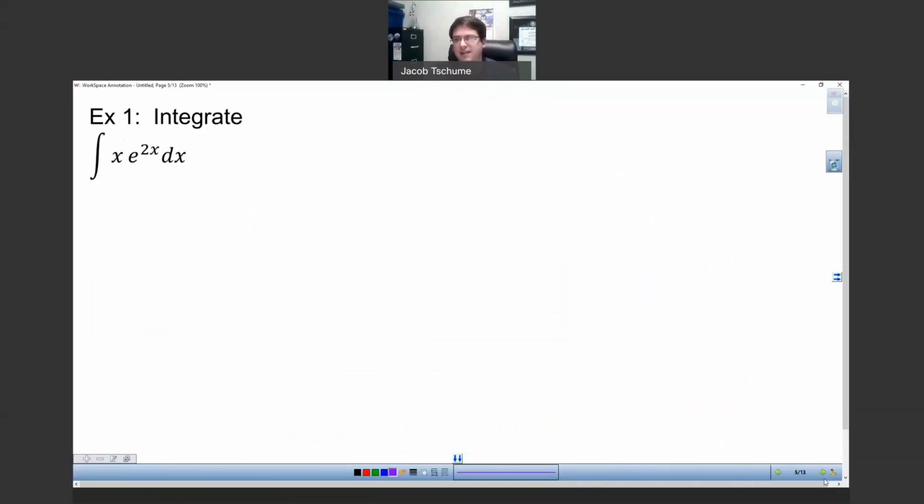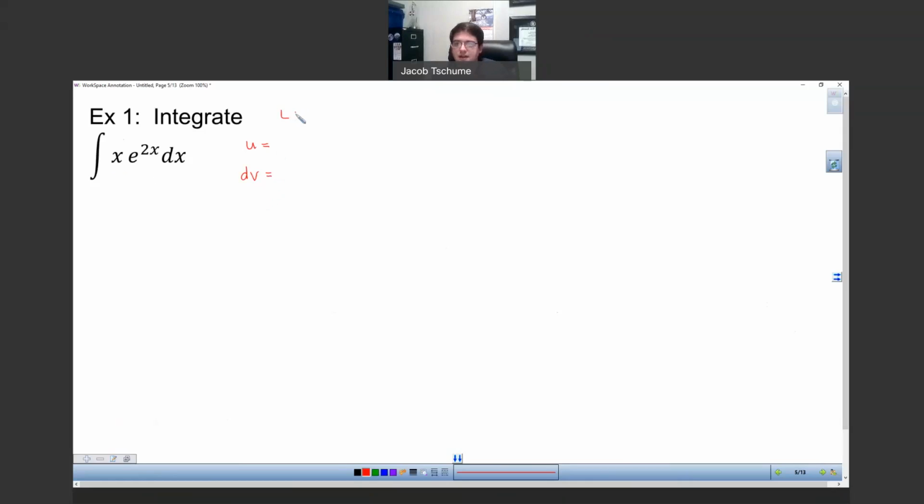So let's work that example I just showed you using this new technique. What is the indefinite integral of x times e to the 2x? All right, so when you set this up, you're going to have to label one of your functions as being your u function, and you're going to have to let one of your functions be your dv.